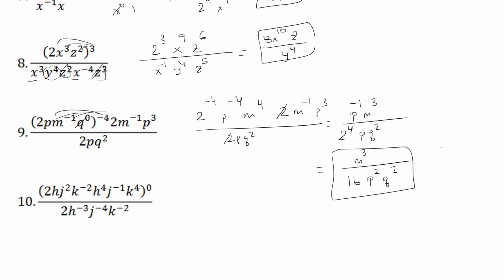Okay, finally, the whole numerator is being raised to the 0th power, so that's just going to be 1. And then we just look at the denominator. So the 2 stays on the bottom. H to the negative 3, j to the negative 4, k to the negative 2nd go on the top because they have negative exponents. And that is our answer.